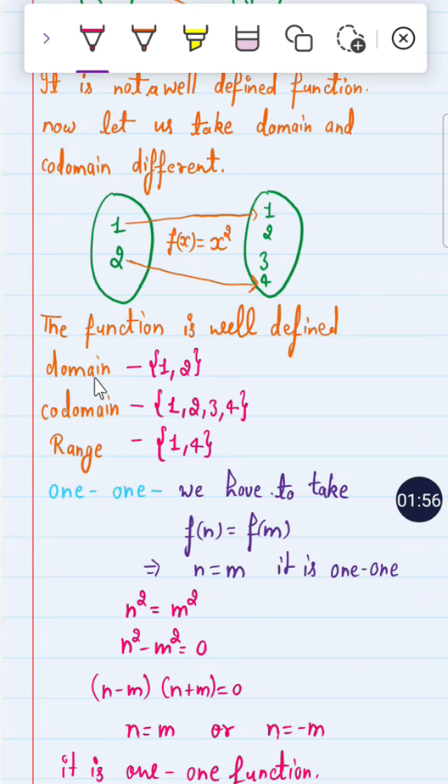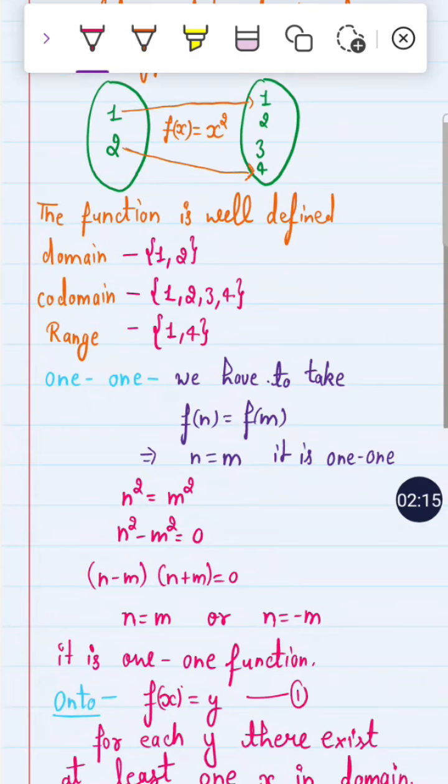Now find out what the domain is. Domain is {1, 2} and codomain is {1, 2, 3, 4}, right? The codomain has different numbers, but some have no preimage in the domain. Range is {1, 4}, right? Range is smaller than the codomain, but for some functions it is also equal.